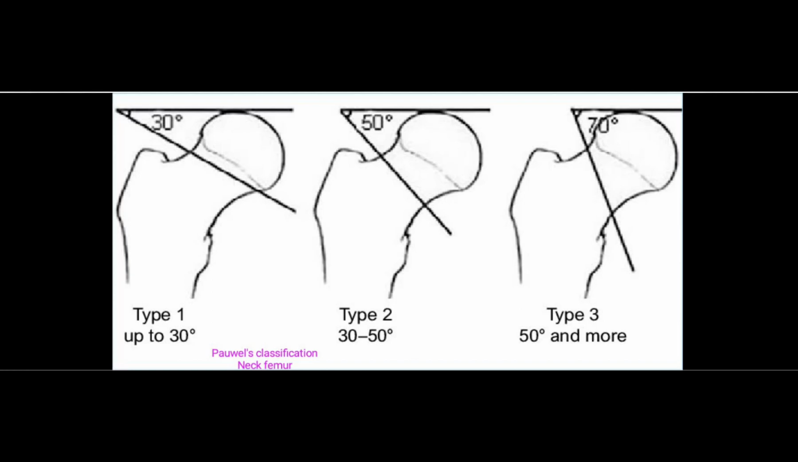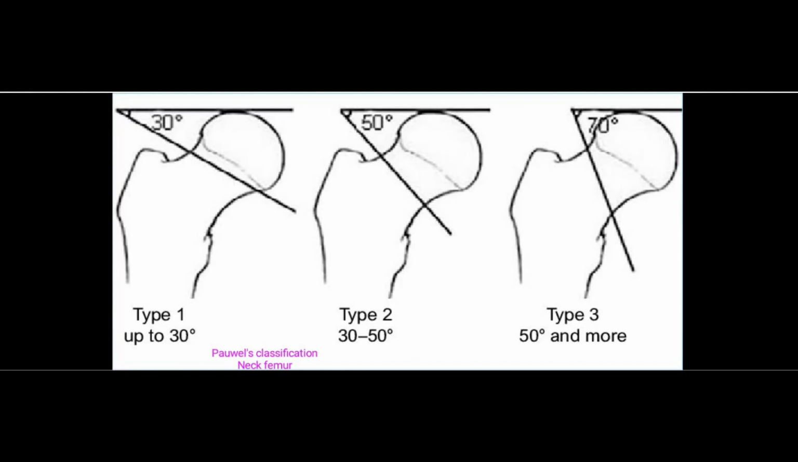Hi everyone. So this is the third video in context to the orthopedic images, and the image shown here is of Powell's classification, Powell's classification of neck femur fractures. Basically in neck femur fracture we have four classifications: Garden, Powell, the anatomical classification, and Linton's classification. So the first one is Powell's classification.